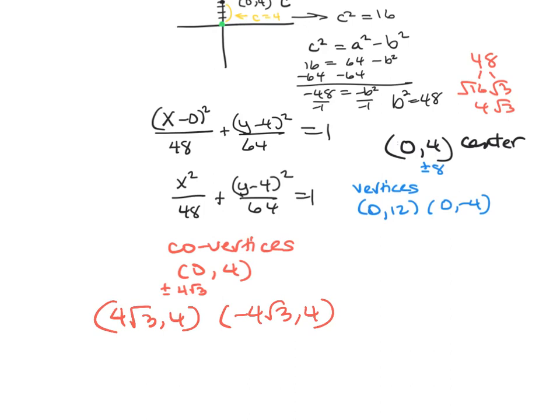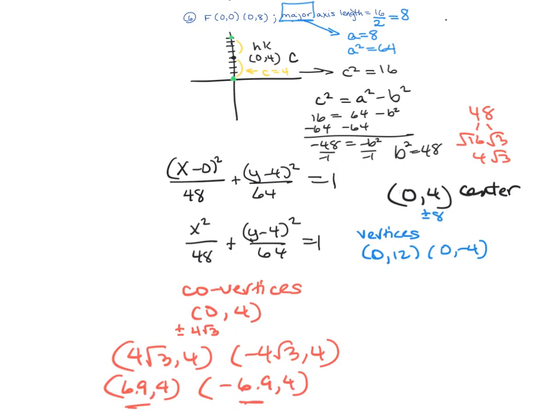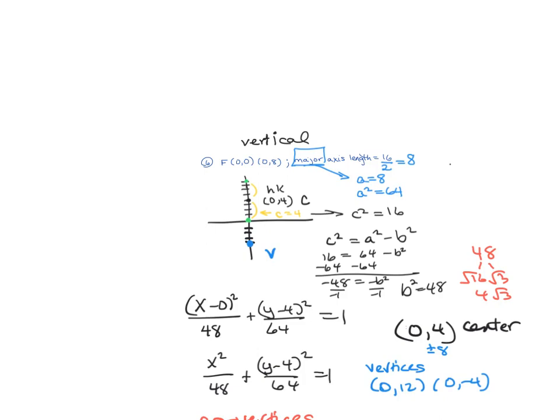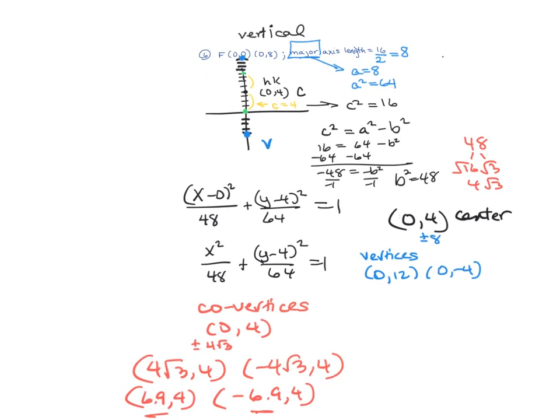Now, if you approximated these, I think we did this in the 10.2a notes. 4 times the square root of 3 is about 6.9. And this would be negative 6.9. So when we would go to graph these, this is where we would place the co-vertices. So if you wanted to come up here, add some more tick marks, 1, 2, 3, 4. I have a vertex here. I've got another vertex up here if I extend it. So this would be 9, 10, 11, 12. Put the other one up here. And then add in these co-vertices.